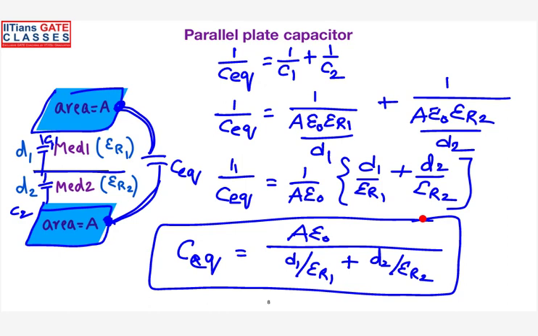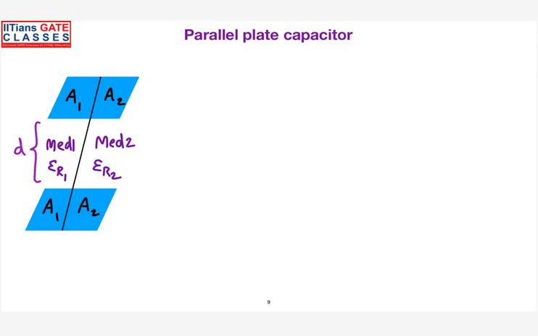So this is the equivalent capacitance when the medium is divided horizontally. That means area remains constant here and the distance is separated. So one medium is having a distance of D1, the other one is having a distance of D2. So this is the equation for equivalent capacitance when area is constant. So you can remember this formula. And I was giving an assignment to you and you can try to solve this case right now.